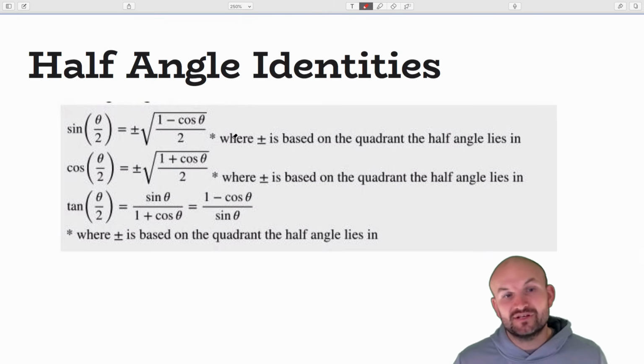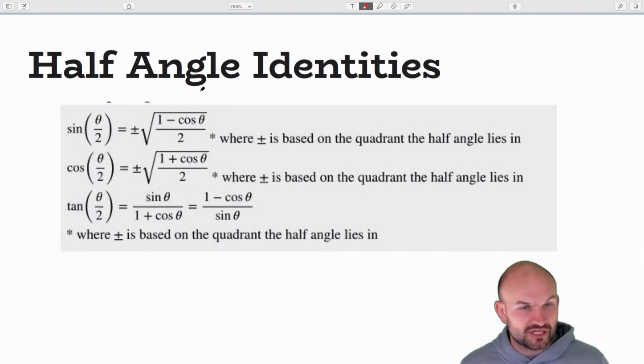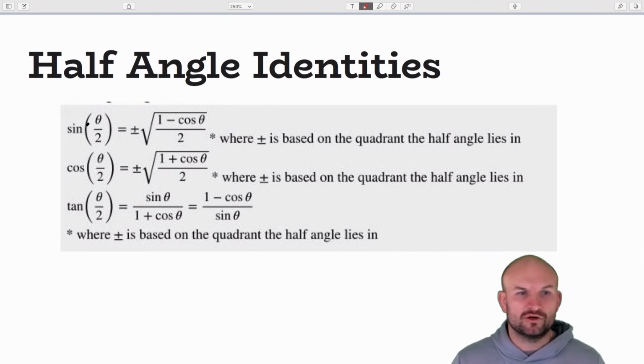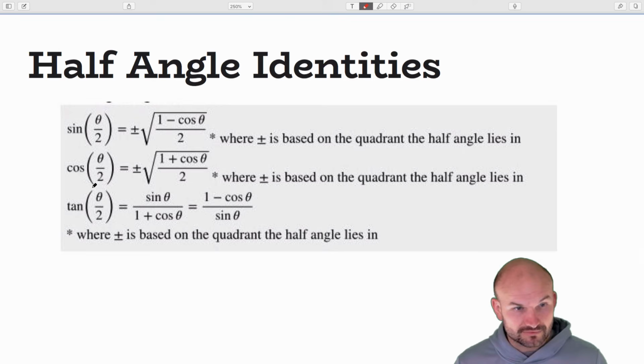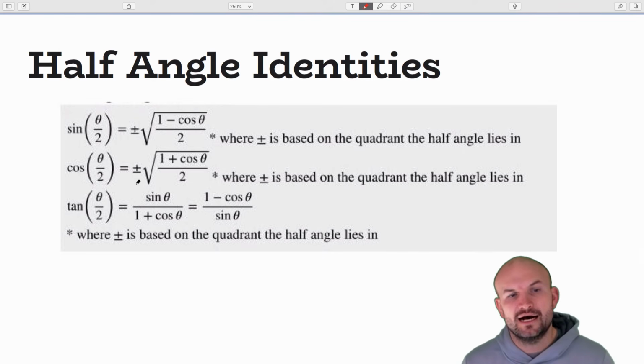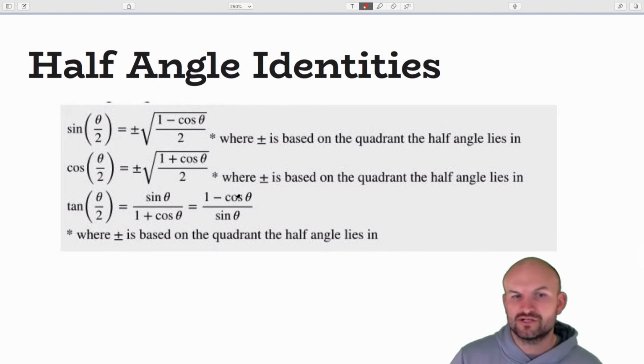So you can see these formulas, though, are very similar to each other. Obviously, the only difference between sine and cosine is a negative, right? Instead of 1 minus cosine, you're doing 1 plus cosine. And then for tangent, it's really just these reciprocals. Sine of theta over 1 plus cosine of theta is equal to 1 minus cosine theta over sine of theta.